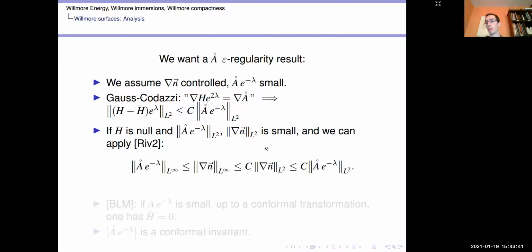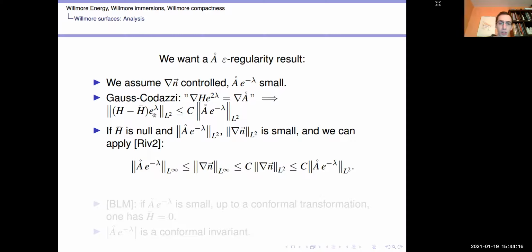L infinity is controlled by nabla n L2. So since the trace-free part is only part of the second fundamental form, A naught E minus lambda is lower than nabla n. And since we can split nabla n into the trace-free part and the trace-full part, and since the trace-full part is controlled by the trace-free part, nabla n L2 is controlled by A naught E minus lambda L2. And we obtain the estimate that we want in the end. But this is true only if H bar is equal to 0.